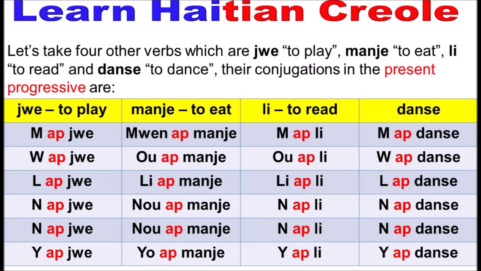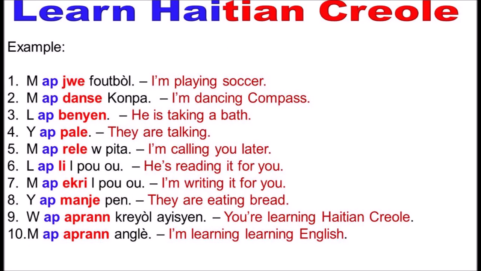Danser, to dance: map danser, wap danser, lap danser, nap danser, yap danser. Map danser, I am dancing, wap danser, you are dancing, lap danser, he, she, it is dancing, nap danser, we are dancing, nap danser, you are dancing, yap danser, they are dancing. Example, map jouer football.